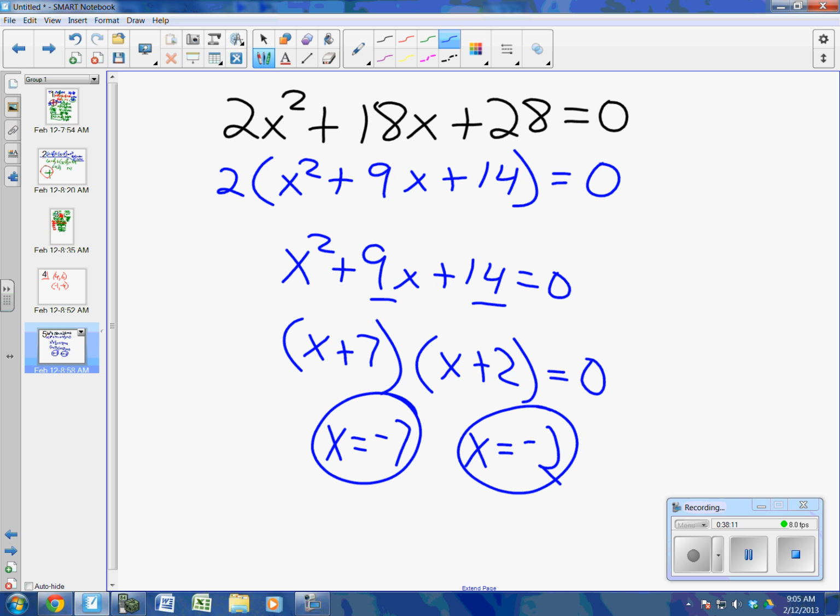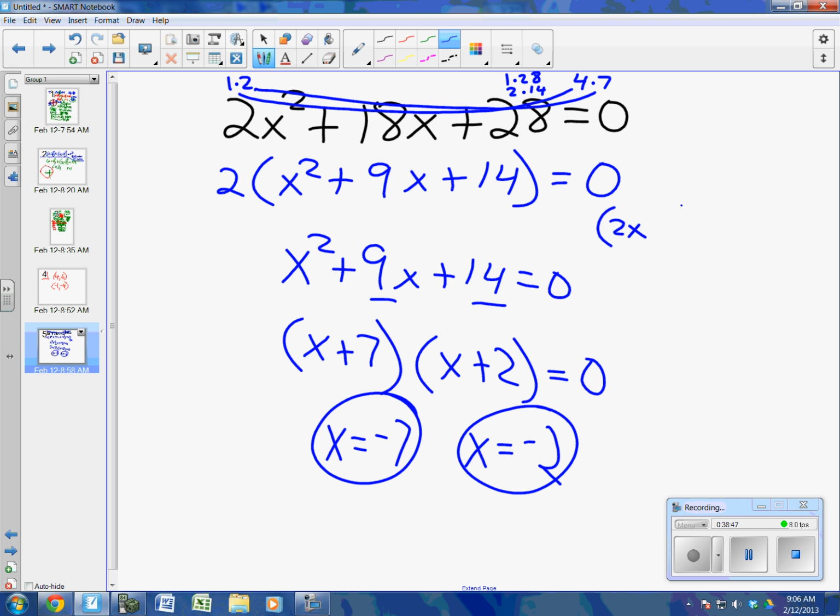Another way to factor is to list the factors of 2, which are 1 and 2, and the factors of 28, which are 1 and 28, 2 and 14, 4 and 7. Then you find the ones that add up to 18 in the middle. I can see that 2 times 7 is 14 and 1 times 4 is 4, and they add up to 18. So I would factor it like this.